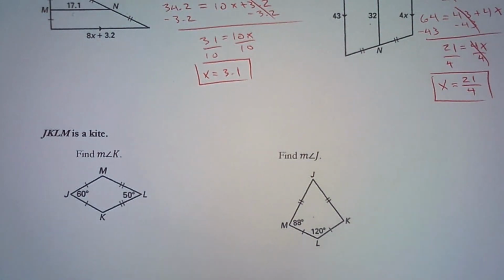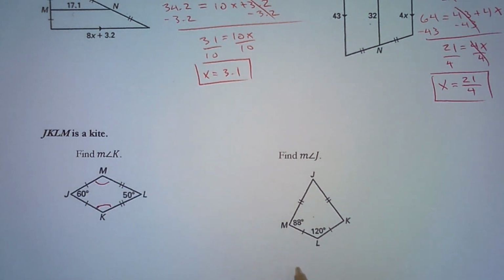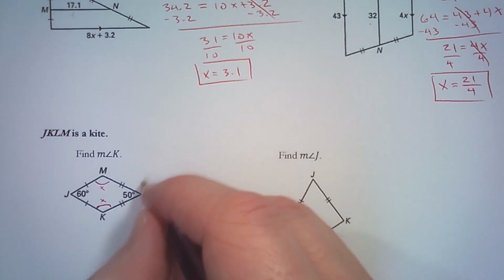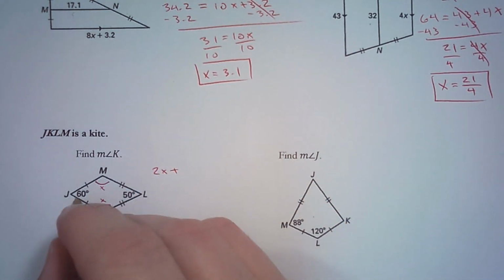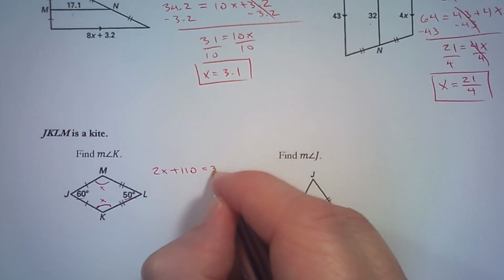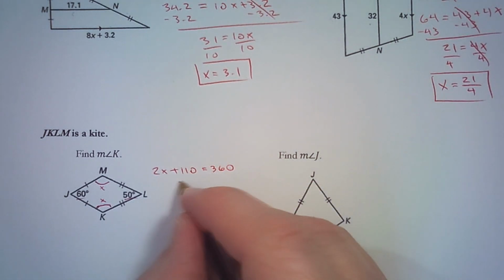Next up we have some kites. Find the measure of angle K. So angle K has to be congruent to angle M because a kite has one pair of opposite angles that are congruent, and 60 and 50 are not congruent, so M and K are the congruent angles. So I will call each of those X. So there's two X's plus 60 and 50 makes 110. And a kite is a quadrilateral, so it's going to add up to 360 degrees.